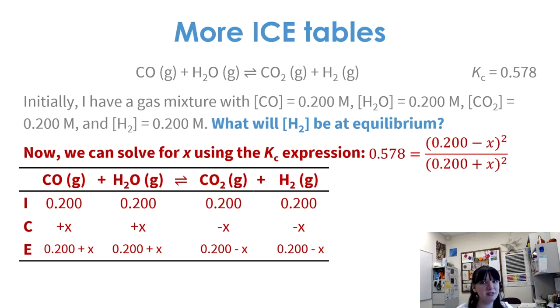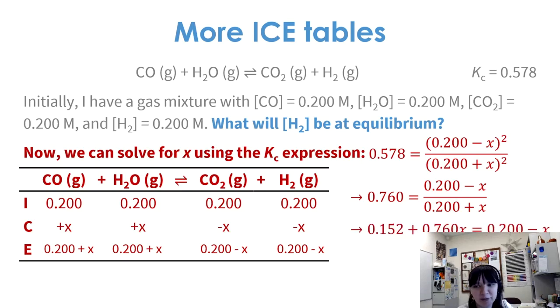So we've got 0.200 minus X squared in the numerator, 0.200 plus X squared in the denominator. Again, doing my quick square root of both sides trick that we saw before, I can take the square root of 0.578 and I get 0.760. That's equal to now 0.200 minus X divided by 0.200 plus X. So here I just took the square root on both sides of my equation.